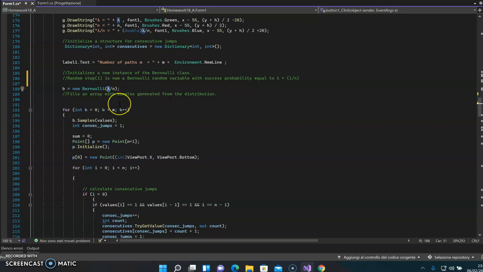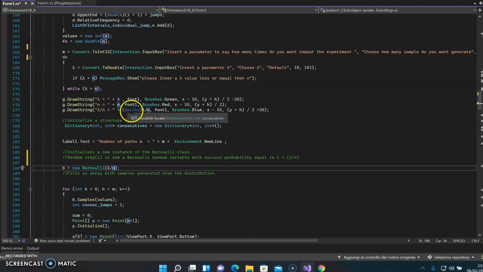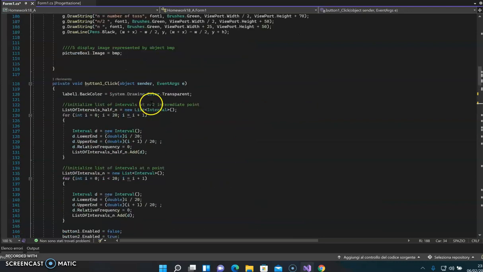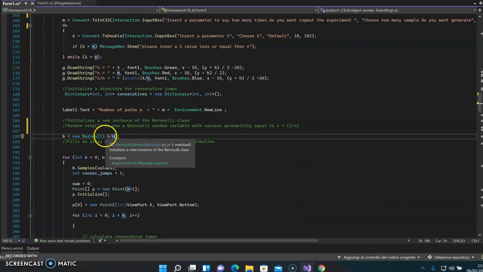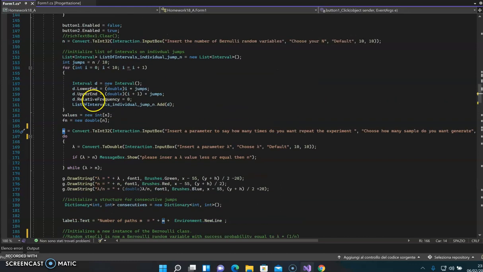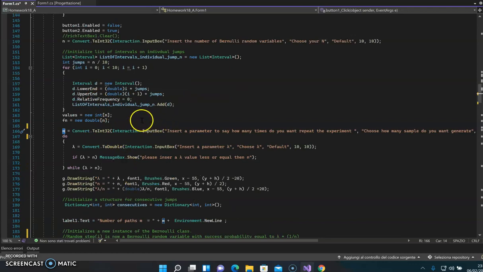Both of them represent user input parameters. N is the number of tosses for each experiment. As we can see later, we can take them as input. In the same way, lambda is also a user input. But in fact, here there is M, that is the number of paths. There is N, which is inserted as a number of tosses.